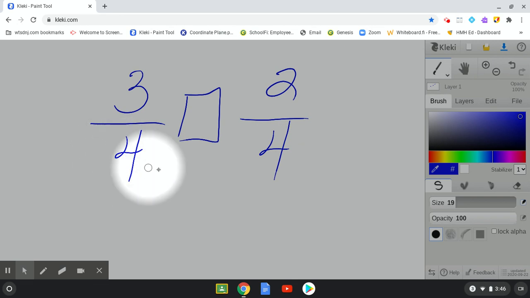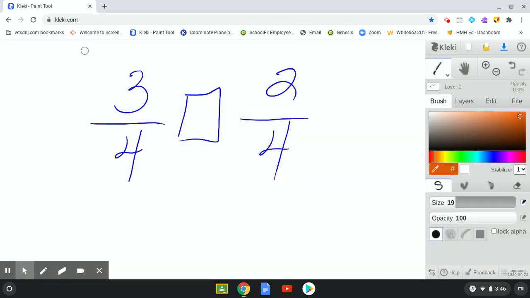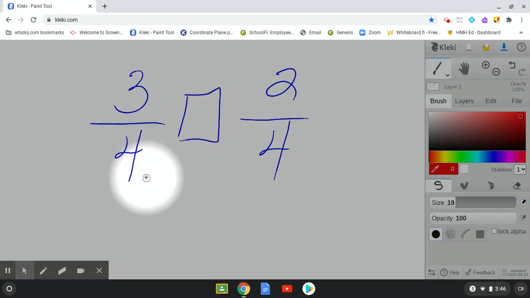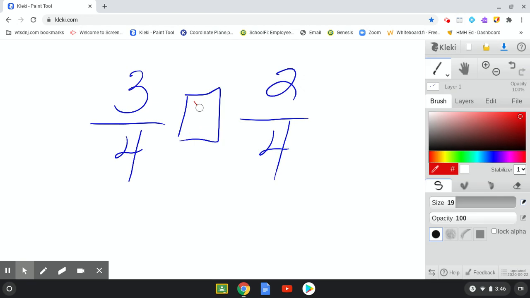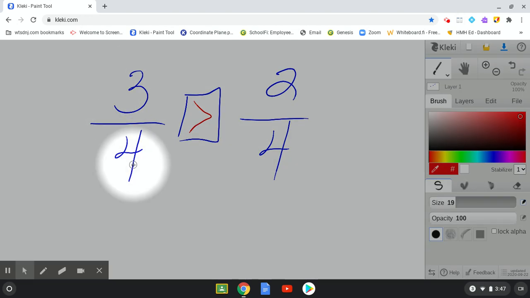So if I'm looking at my denominators and my denominators are the same, all I have to do is look at my numerators and see, well, what is 3 compared to 2? Well, 3 is greater than 2. So because my denominators are both 4, I can just look at my numerators. 3 is greater than 2, so that means 3/4 is greater or larger than 2/4. So when your denominators are the same, it's very easy.